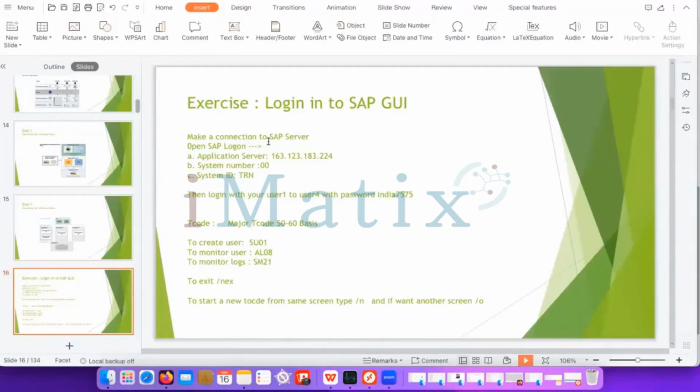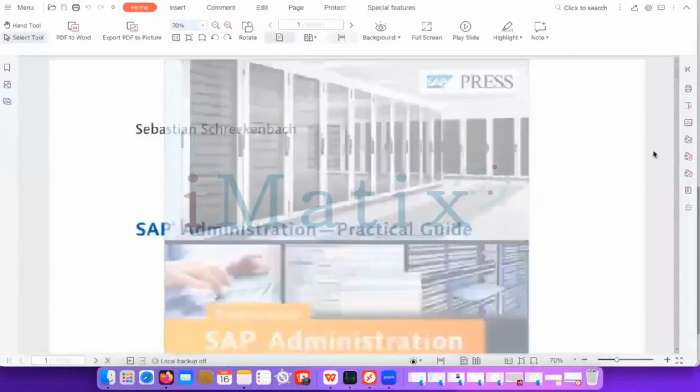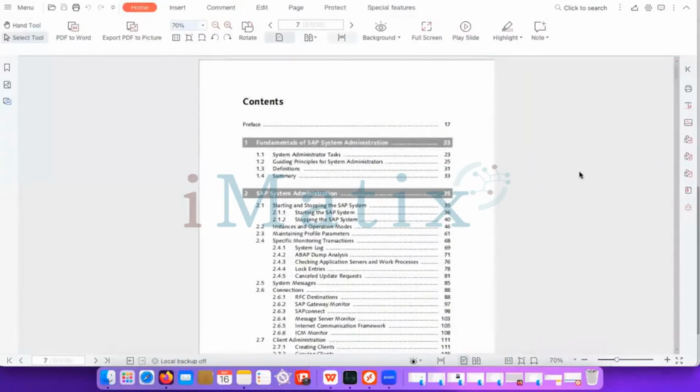These systems will be available 24/7 to you. You can start working. You can log in. You can run the T code. You can have the book here, Practical Basis Admin. You can see all the T codes related to Basis.